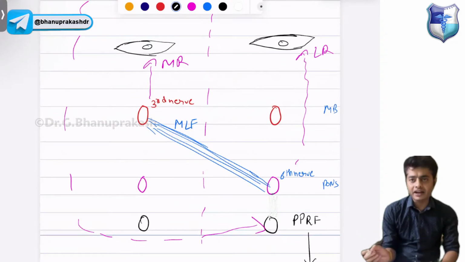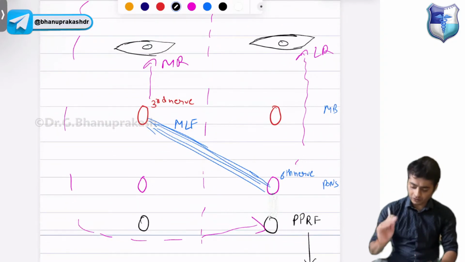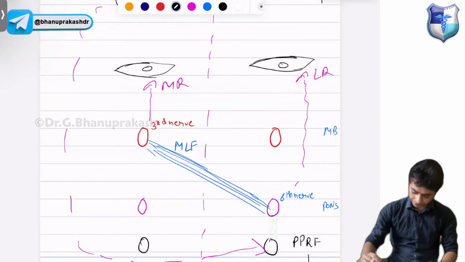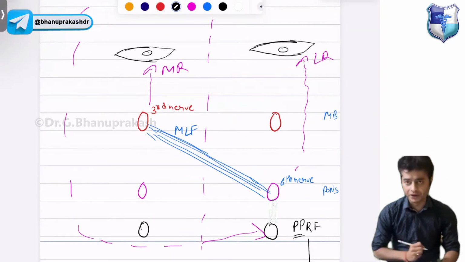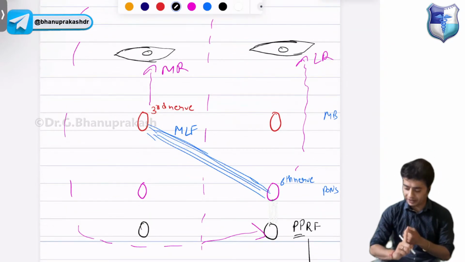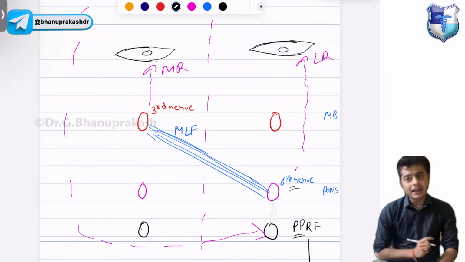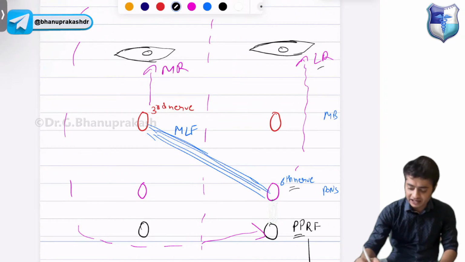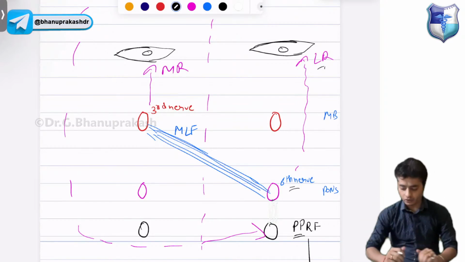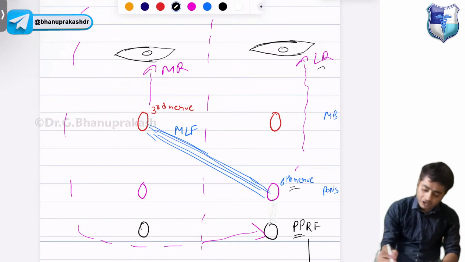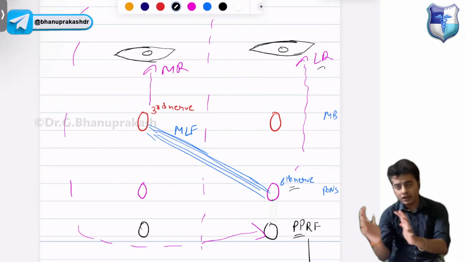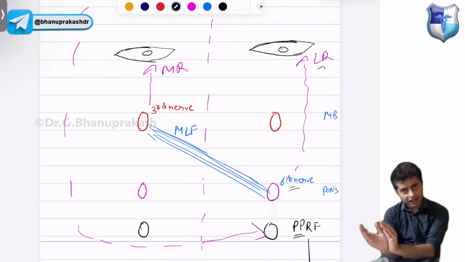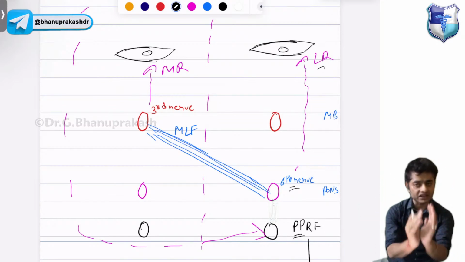Your sixth nerve and third nerve are connected with the help of the MLF. Okay, sir. Now suppose my left PPRF is stimulated. It will stimulate the left sixth nerve nucleus, which results in left LR, and the LR will go to the left side. The left sixth nerve will also stimulate the contralateral third nerve, that is the right side third nerve, which will stimulate the right side MR. So my eye will go to the left side.